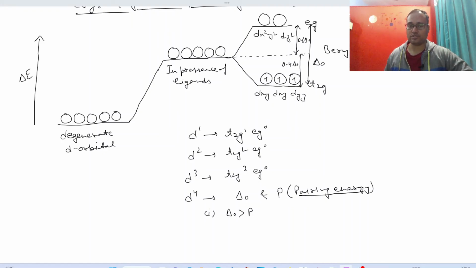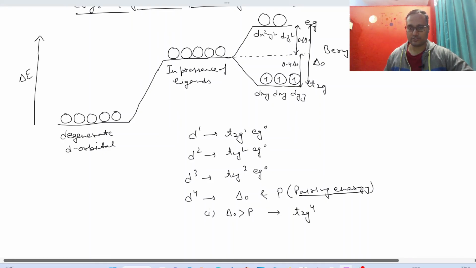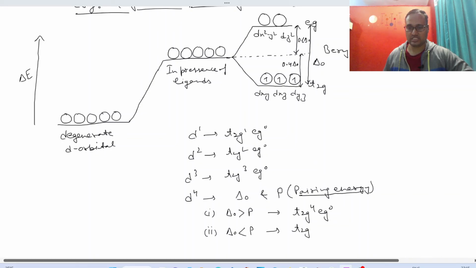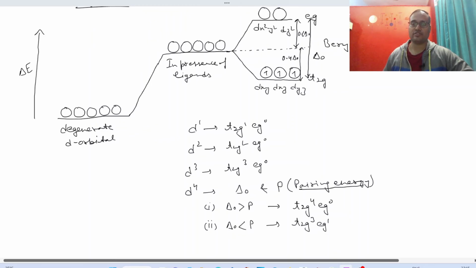Suppose Δ0 is 50 kilojoule and the pairing energy is only 10 kilojoule. Then what will happen? In that case, the fourth electron is going to occupy the t2g orbital, and we have the configuration t2g4 eg0. And in the second case, if Δ0 is less than the pairing energy, then instead of pairing up in the t2g orbital, the fourth electron is going to occupy the higher energy orbital, that is the eg orbital. So we'll write the configuration in that case as t2g3 eg1.